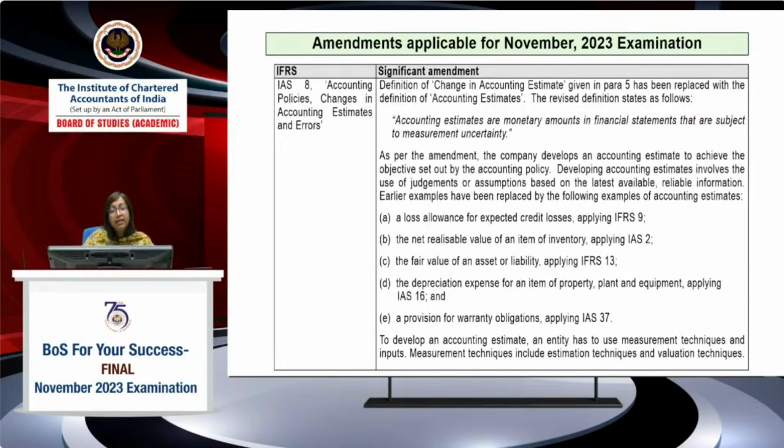In IAS 8, which is accounting policies, changes in accounting estimates and errors, earlier the definition given was for changes in accounting estimate. Now they have replaced it with the definition of accounting estimates. Accounting estimates are monetary amounts in financial statements that are subject to measurement uncertainty. This definition of accounting estimate was not given earlier, so now it has been included, and the definition for change in accounting estimate has been removed.